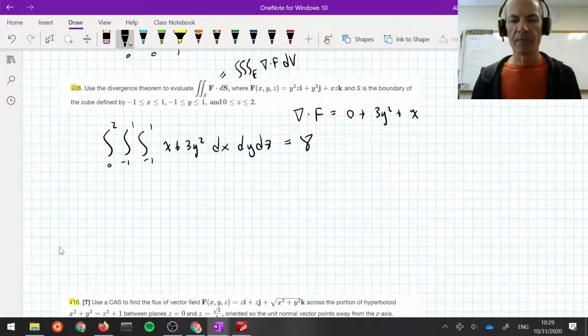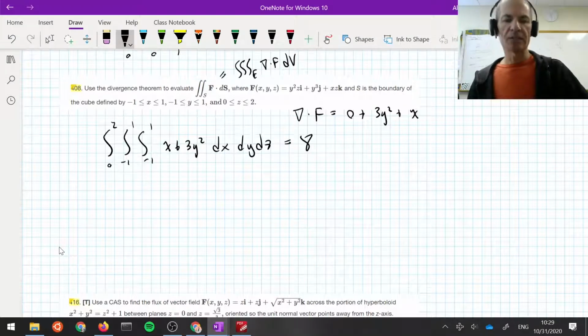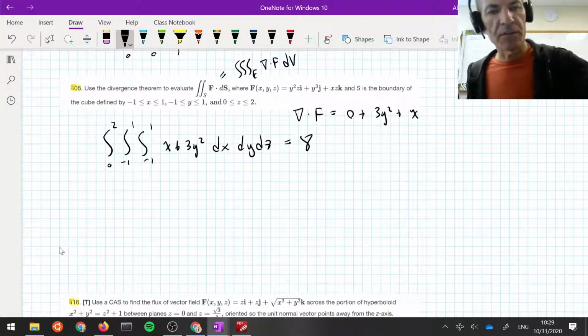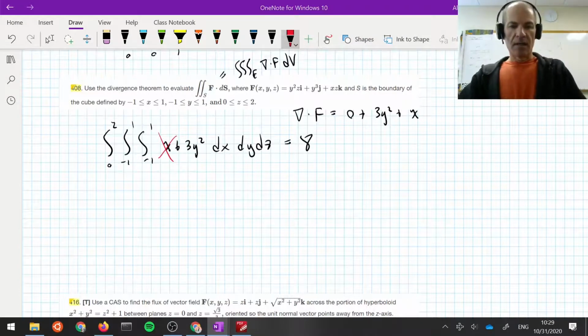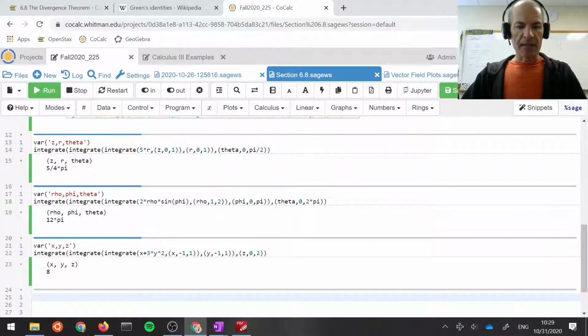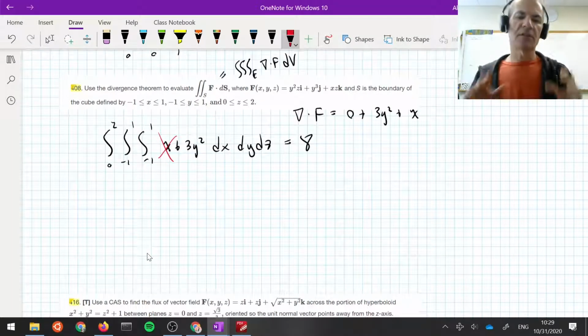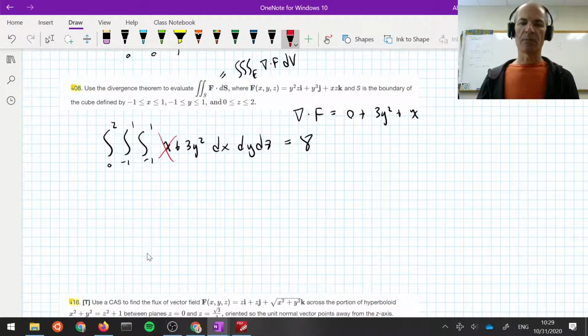Something I want to point out here, if I get rid of the x here, it won't matter. So if I redo this integral without the x, I'm still going to get 8. Let me get rid of that x. And it's worth thinking about why, mostly because this can help you when you're dealing with complicated integrals. It can help you simplify expressions.